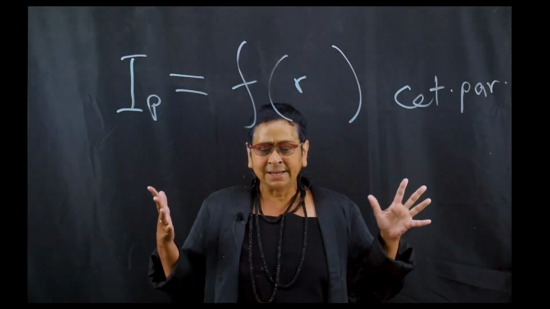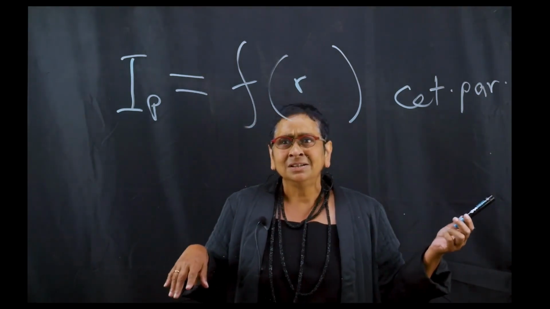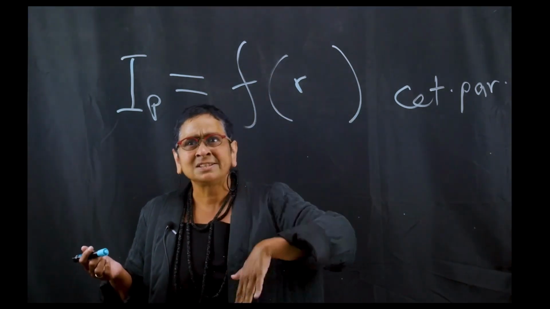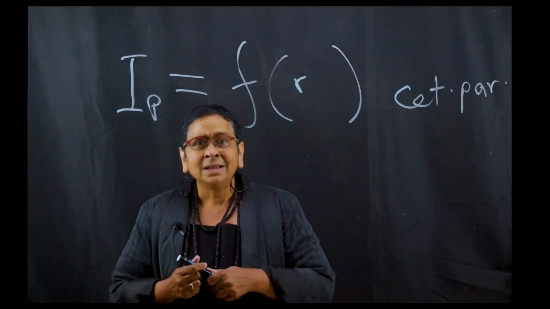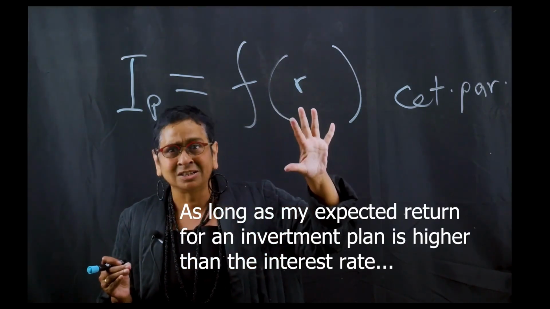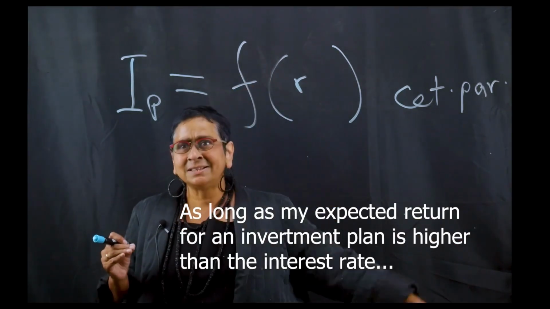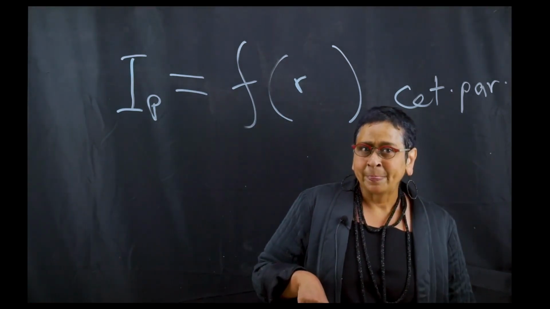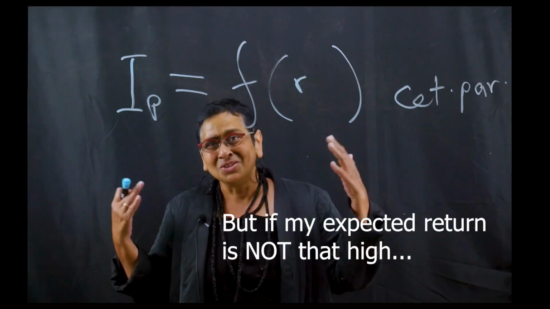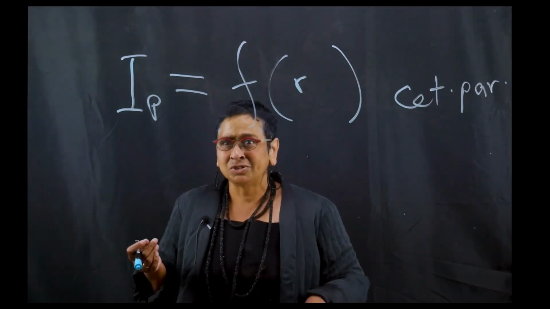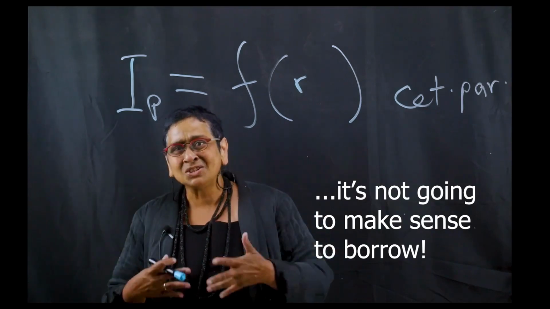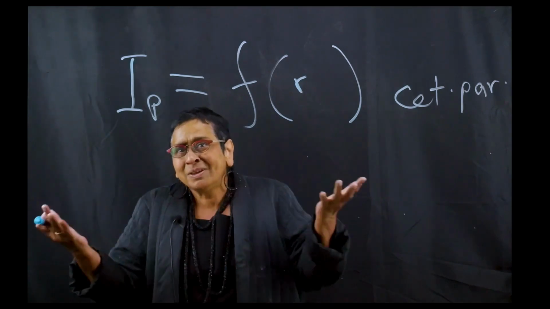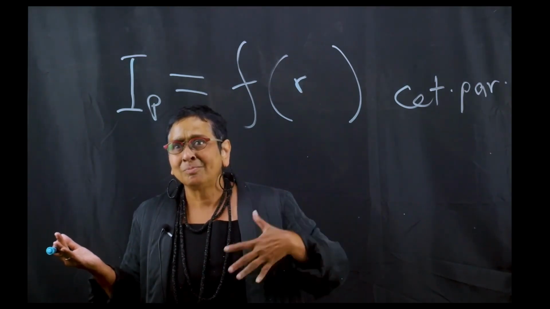So the basic idea is that firms have different investment plans, different expectations, and what they come up with is a schedule of expected returns. And as long as my expected return for an investment plan is higher than the interest rate, that means it's going to make me a profit in the future and I'll go ahead and do investment. But if my expected return is not that high compared to the interest rate, it's not going to make sense for me to borrow, because the amount that I would have to repay is going to be higher than the expected return I would get from my investment decision today.